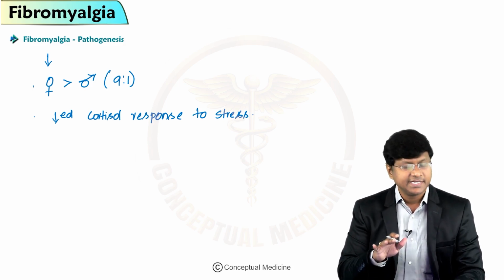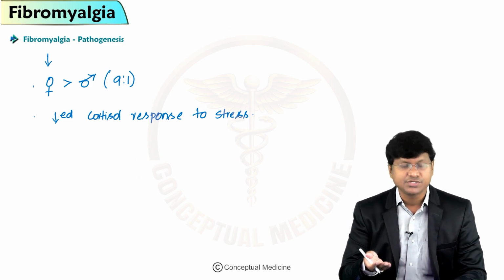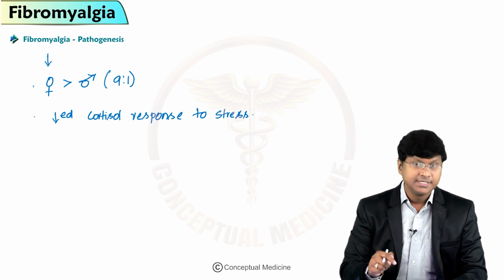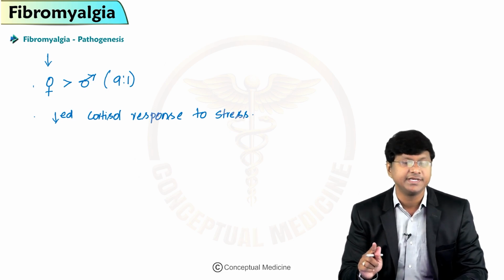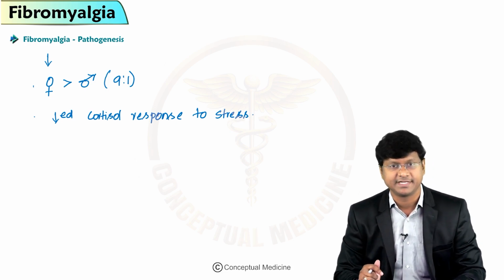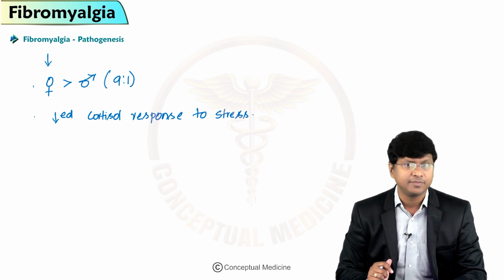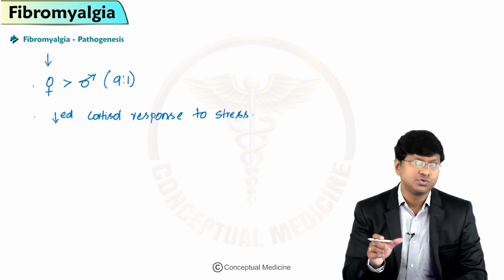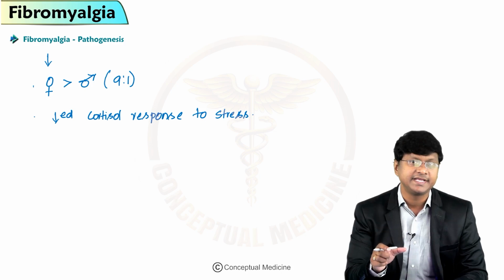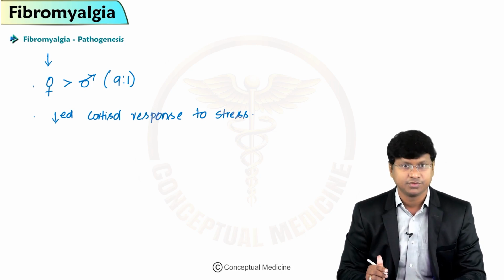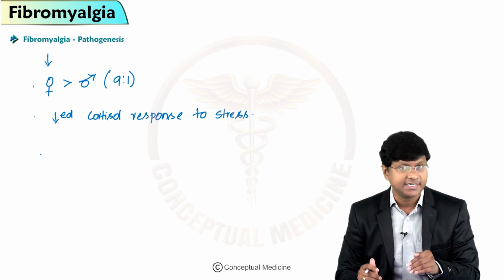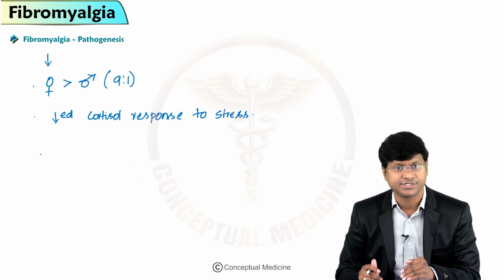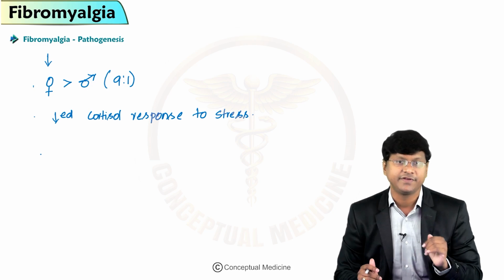Normally, in stressful scenarios, the cortisol levels increase, but here the cortisol response to stress is decreased and not increased in patients with fibromyalgia, right? There is also an associated decrease in cortisol releasing hormone. So how will you test that there is a decreased cortisol response to stress? You need to check the urinary free cortisol levels.